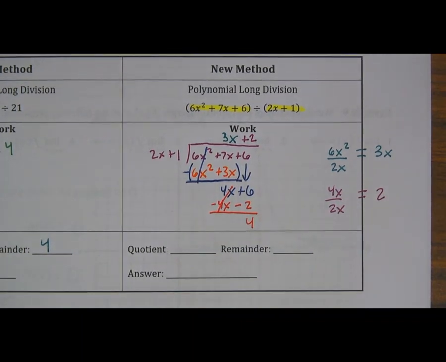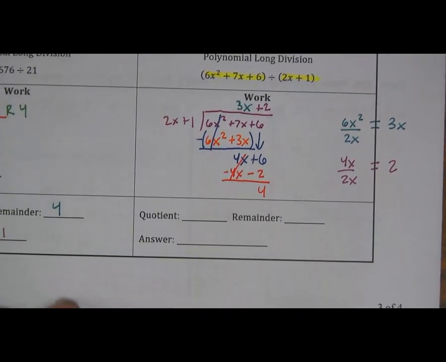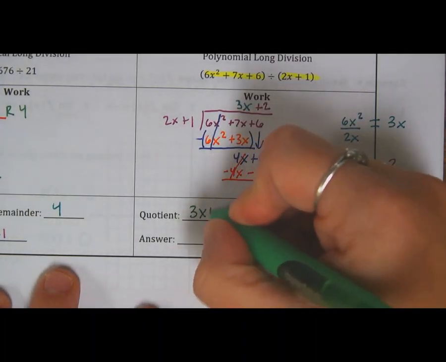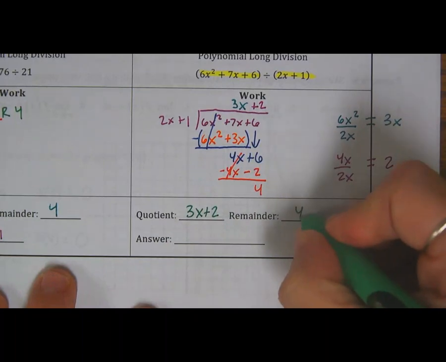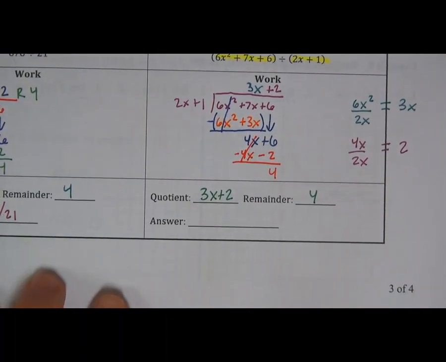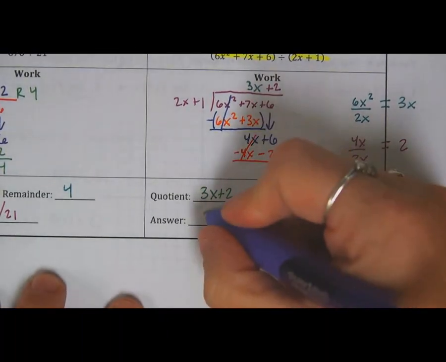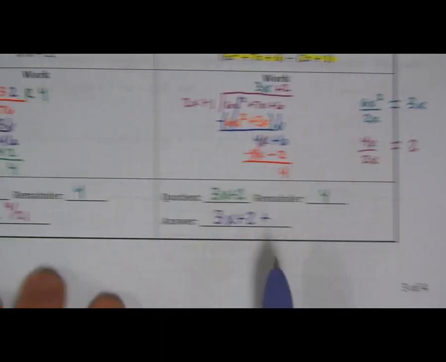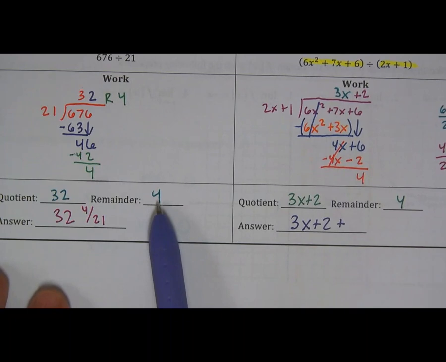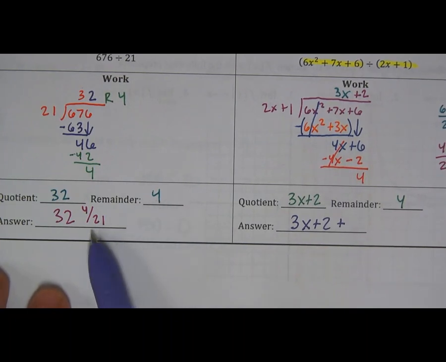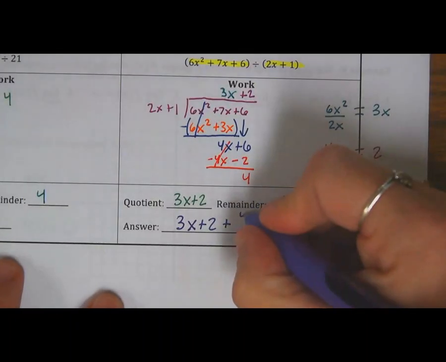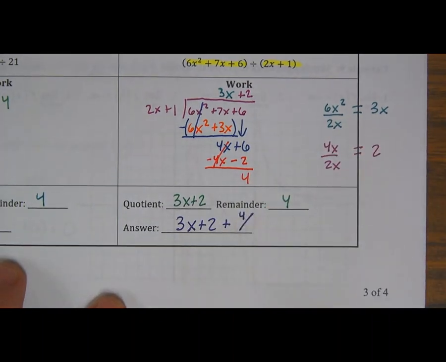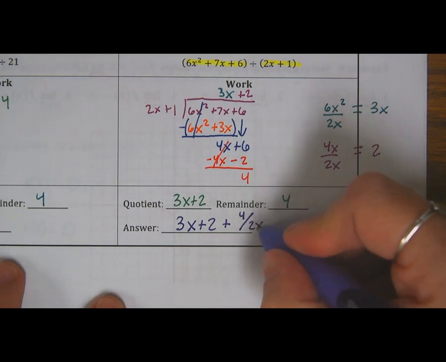You actually would not go up there and write a big R with a 4. Let's jump down here. The quotient is 3x plus 2. The remainder is 4. But I bet you can help me with this. The answer is going to be 3x plus 2, and I'm going to add the remainder. And over here we said the remainder goes on top of the fraction. What we're dividing by goes on the bottom. So it's going to be plus 4 over, what were we dividing by? Very good.